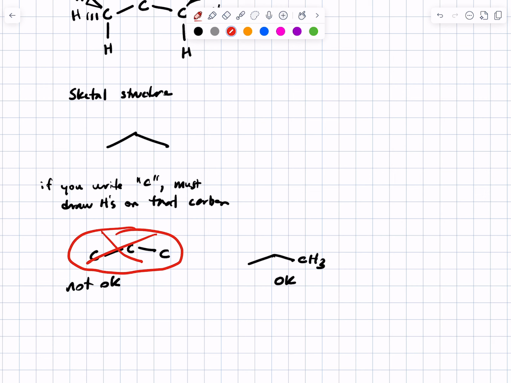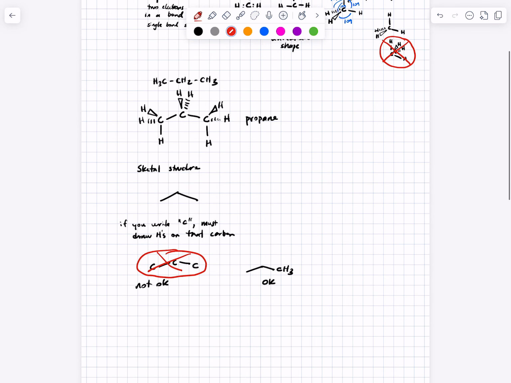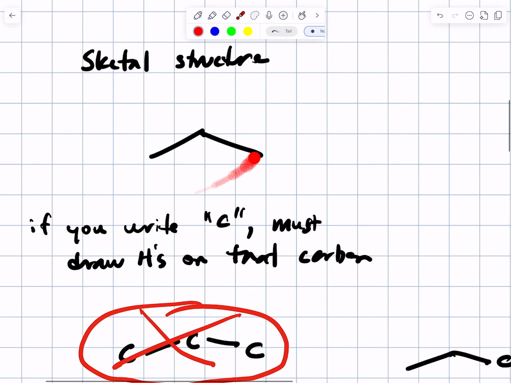Yes? Is there a name for this, like the typing of structure that we did before that shows all the H's? We would call that a Lewis structure. And honestly, I'm going to forget to call that a skeletal structure. I'm just going to call it a Lewis structure or just a structure. Yeah. Okay, see anybody else?